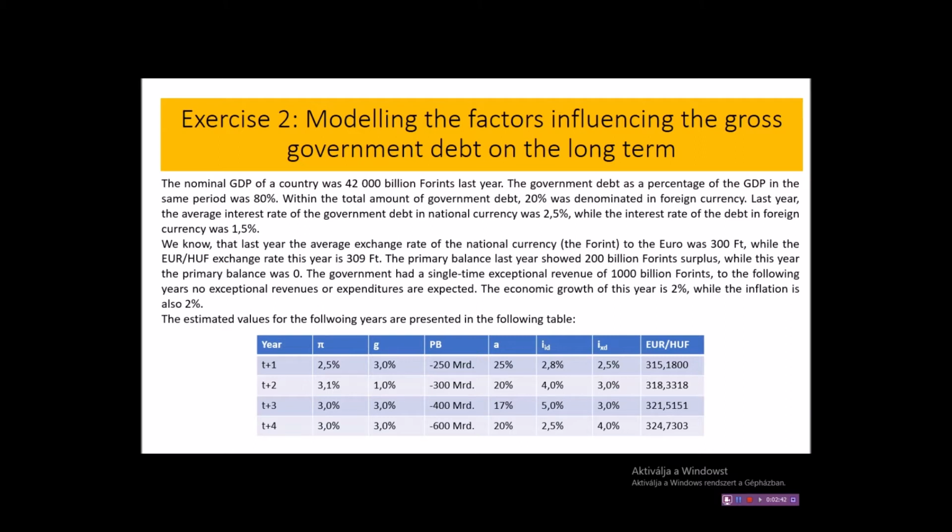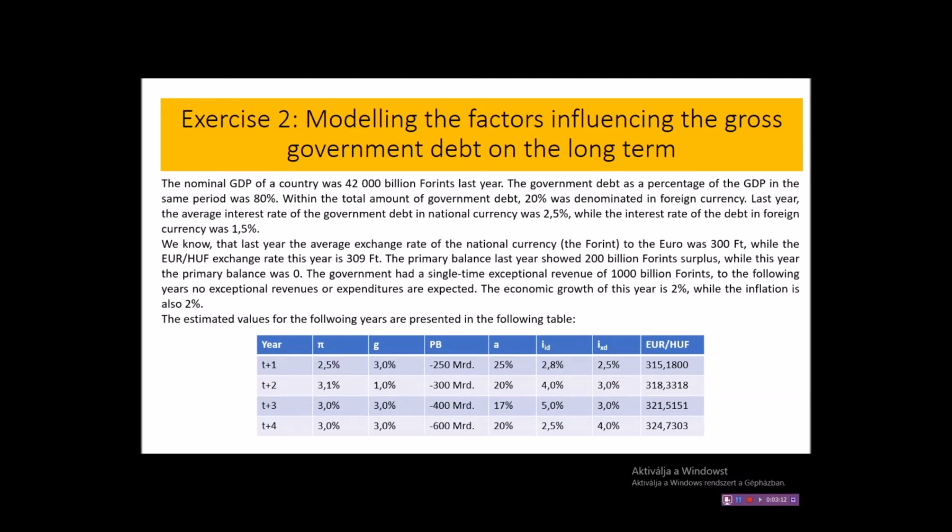In the second column we can see the data of the inflation marked with P. The economic growth rates are marked with G. These represent the changes of the real GDP, as we already know, followed by the data of primary balance, PB, where the negative values refer to deficit. Throughout the years, the rate of the debt in foreign currency can also change. The changes can be seen in the fourth column marked with A.